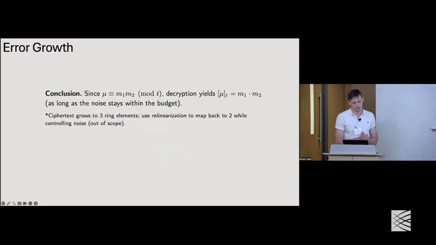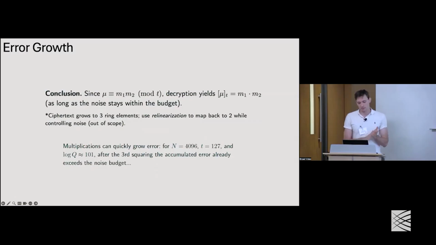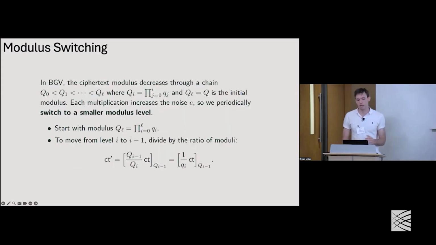And to give you guys some in practice numbers, if we have an n, so that's the size of our polynomials, of about 4,000, which is pretty standard, plaintext modulus T of 127, and a log Q of about 101. Then just after 3 repeated squarings, we already have accumulated enough noise that it exceeds the noise budget. So essentially, our ciphertext is ruined. So we need a technique to manage this.